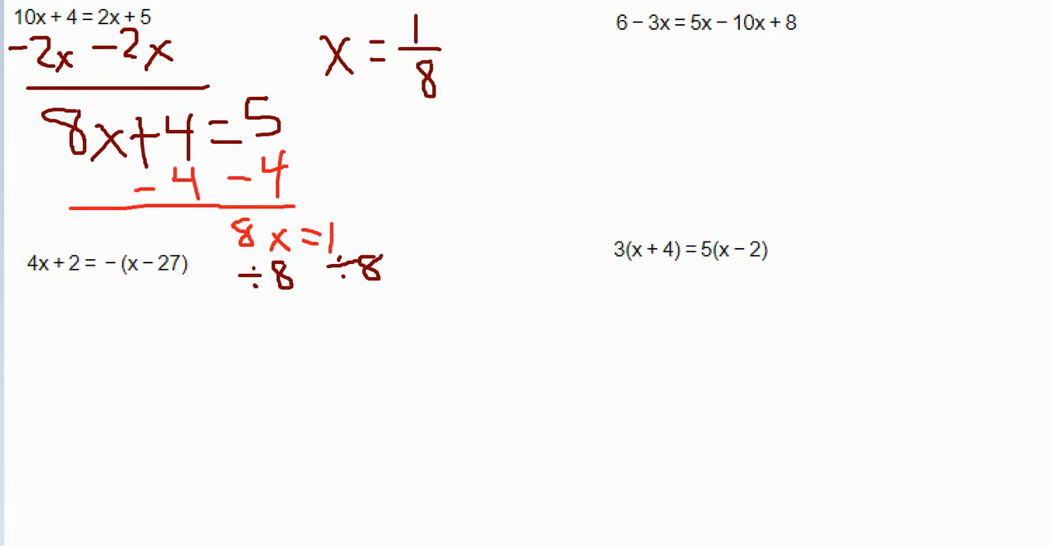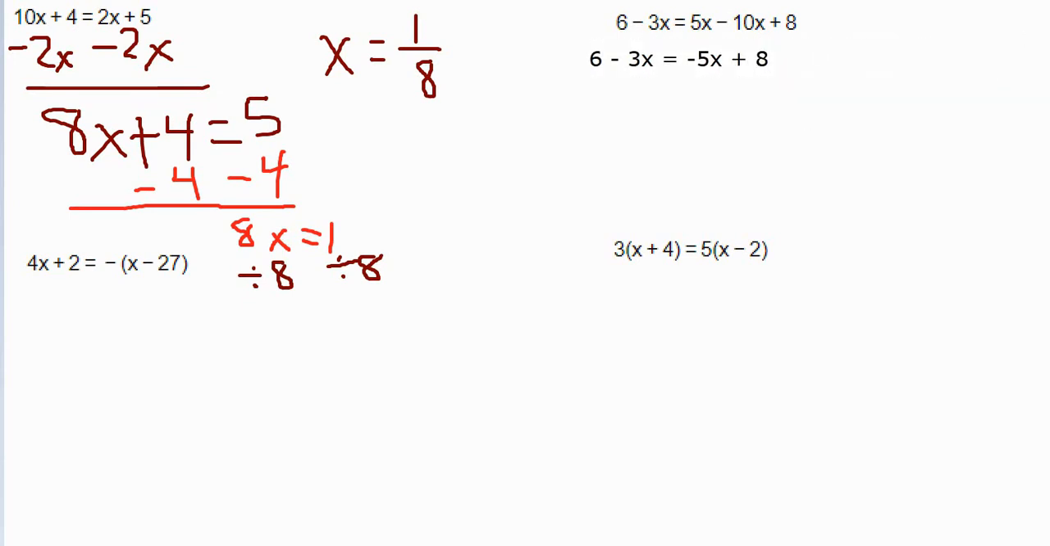For the next one, we're going to combine like terms first. The 5x and a negative 10x are on the same side of the equal sign, so we can put them together. 5x minus 10x is a negative 5x. So I'm going to rewrite this by typing it. We've got 6 minus 3x equals negative 5x plus 8.